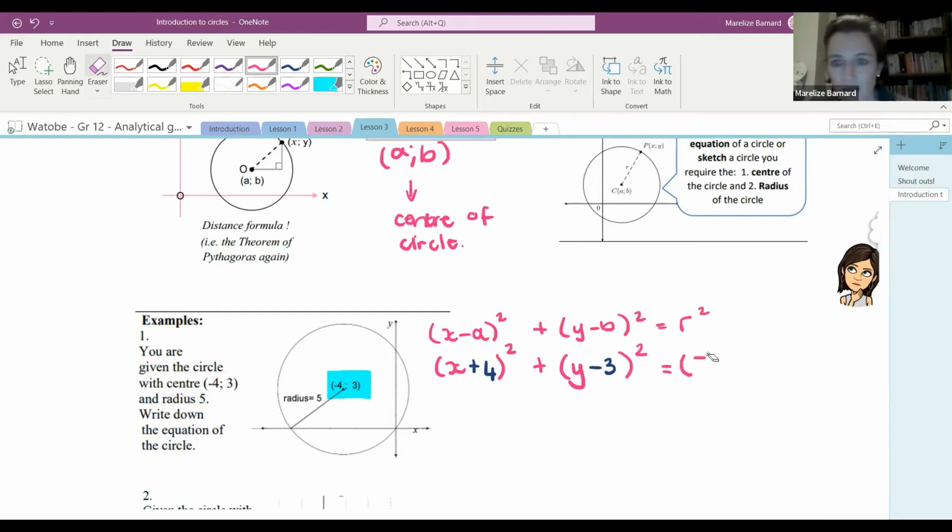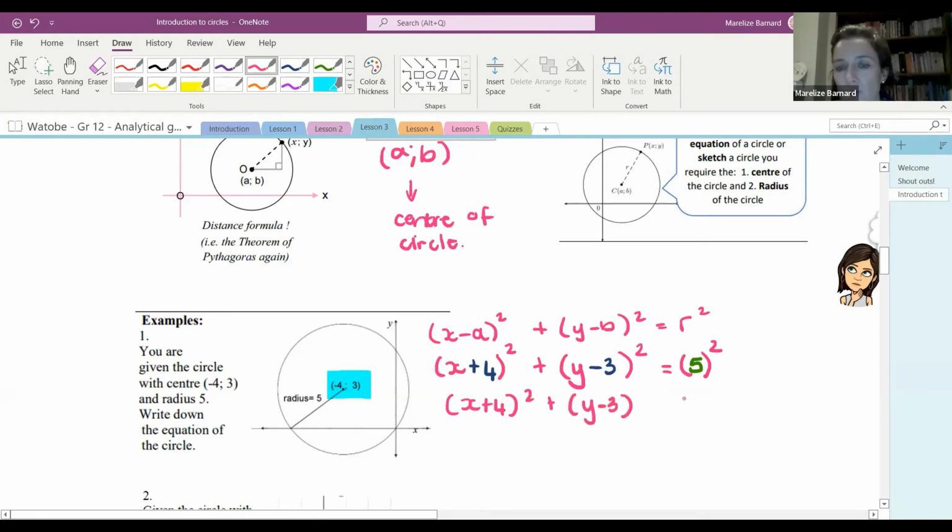I'm going to make that a different color as well. Let's make that a green. That's my radius. Substitute that in as well. So center and radius, substitute it in, and that's the equation of my circle: (x plus 4) squared plus (y minus 3) squared equals 25. And we call this format for the equation the center-radius form.